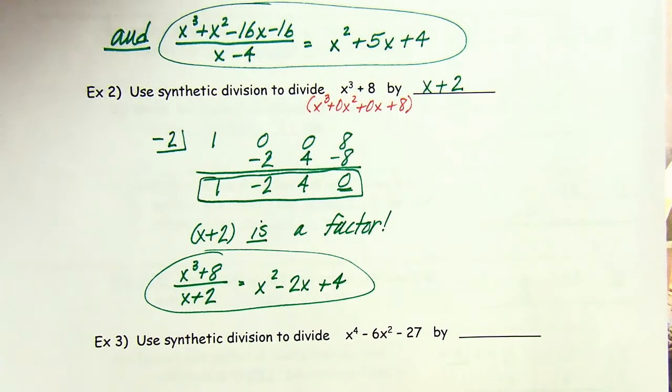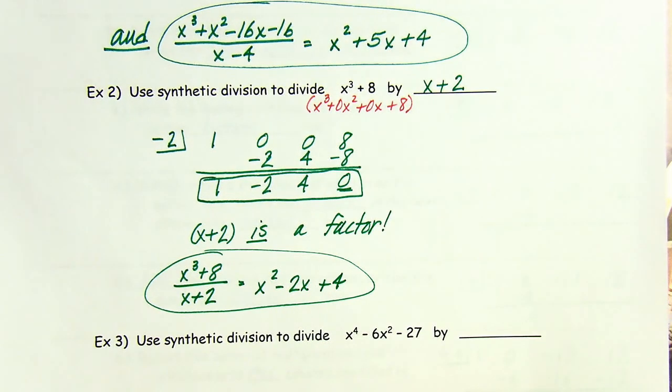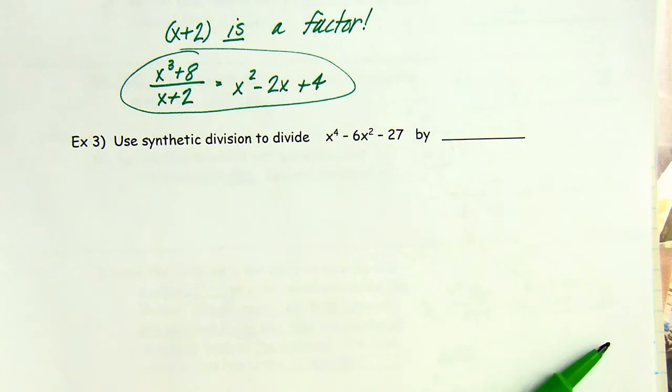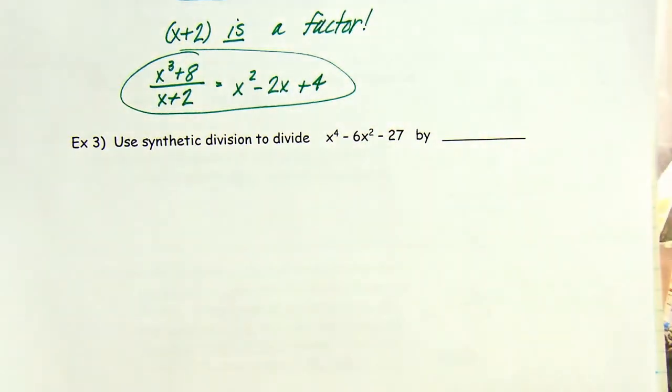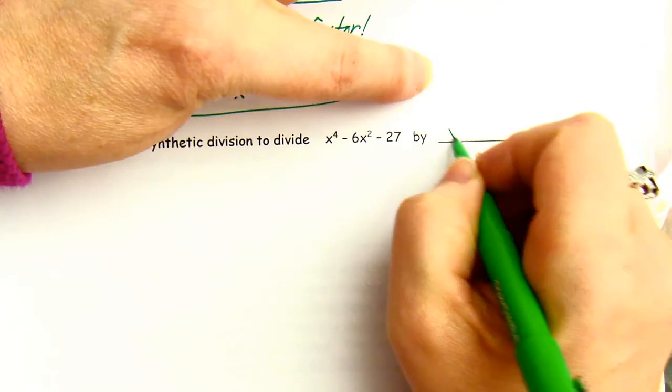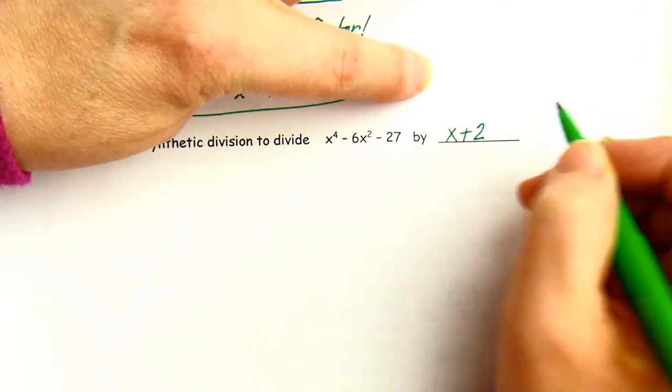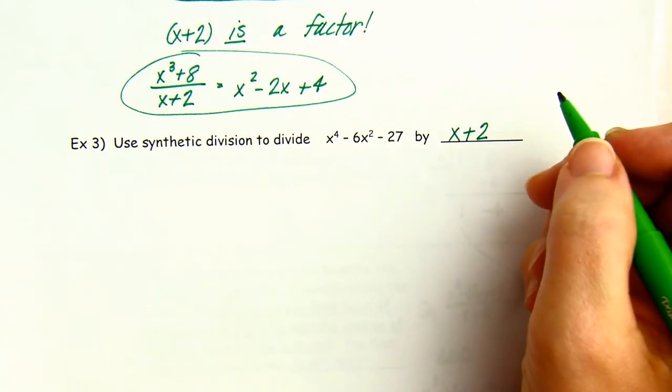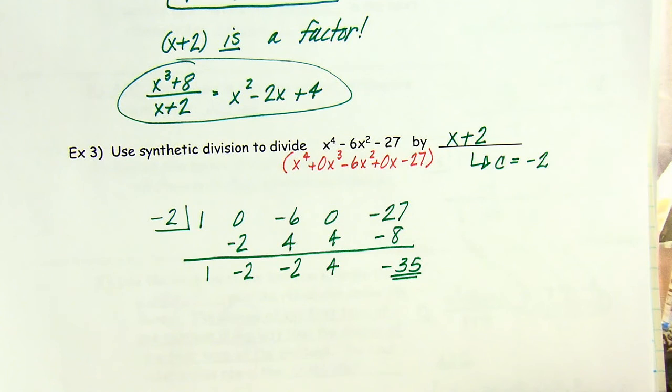Okay, we have one more. And again, why don't you pause the video and try to do that one on your own? Well, I guess it would help if I would have told you what to divide by. You're going to divide by x plus 2. Okay, so resume pause.